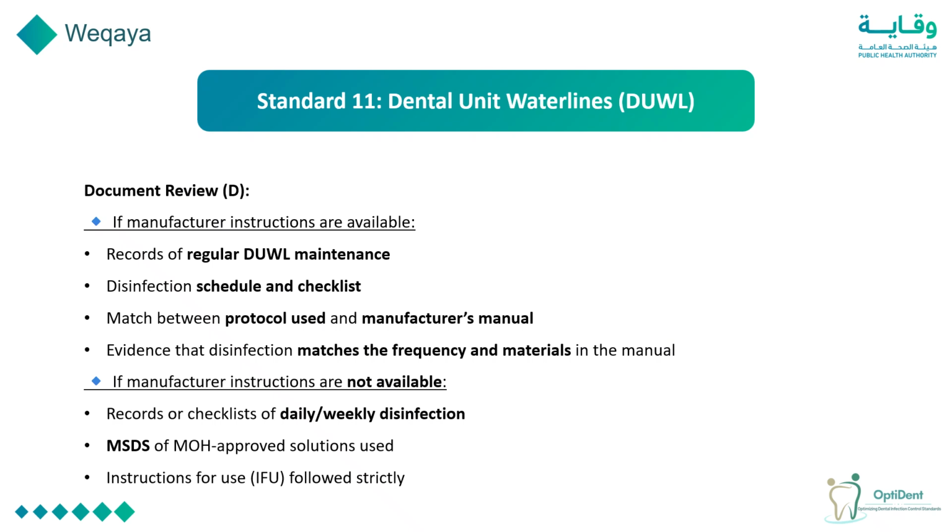For the evaluation method, first the auditor will start with the document review. If the manufacturer instructions are available, he will check the records of regular water lines maintenance, disinfection schedule and checklist, match between protocol used and the manufacturer manual, and evidence that disinfection matches the frequency and material in the manual. All the checklists needed, you can find in the Optident platform or website.